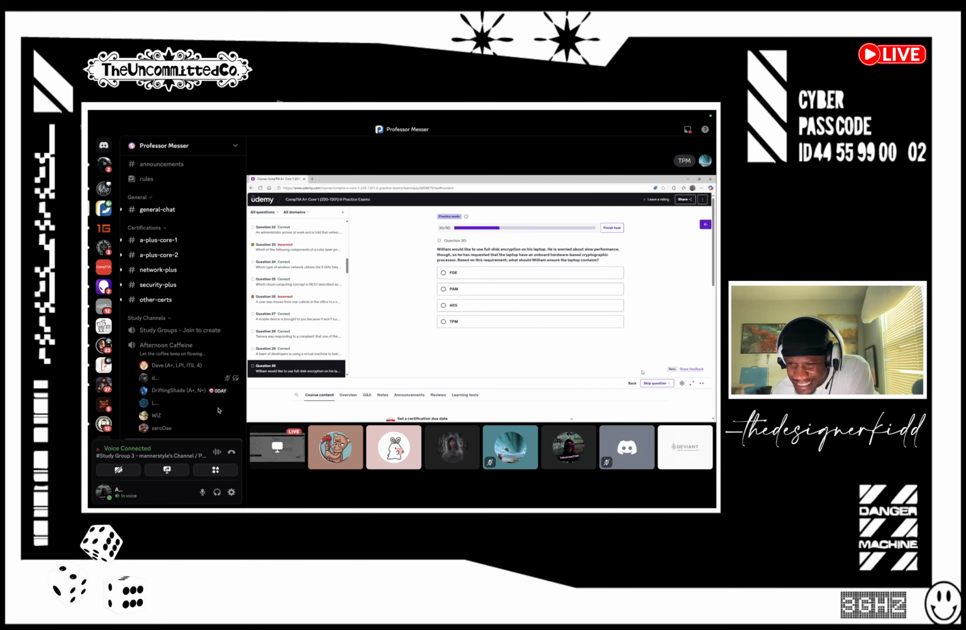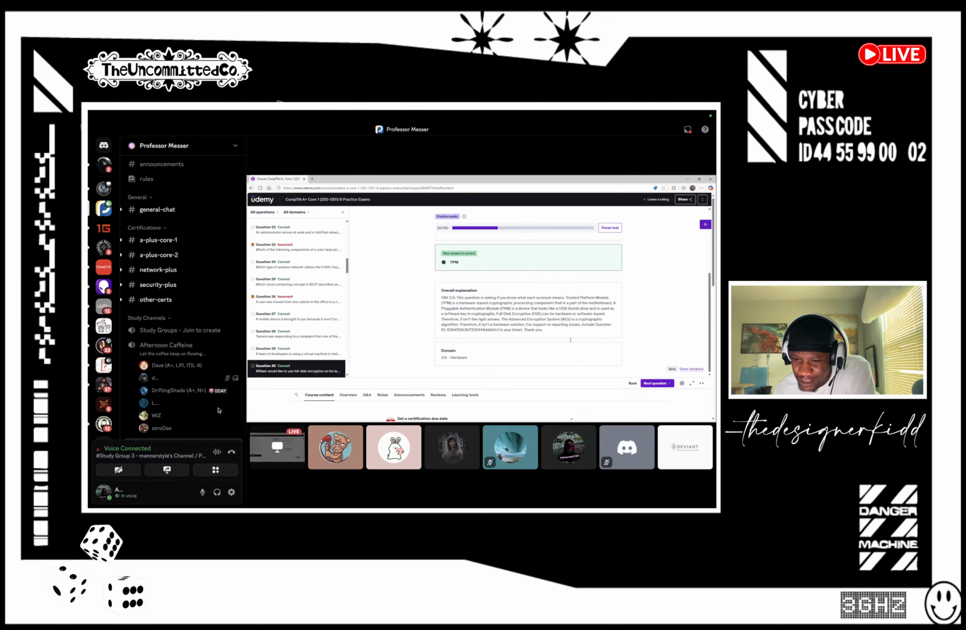This one's easy. I'm thinking TPM. Yeah, TPM. But you know, AES is an encryption type too, right? But that's not on the motherboard, right? It's okay, it's just the Advanced Encryption Standard.